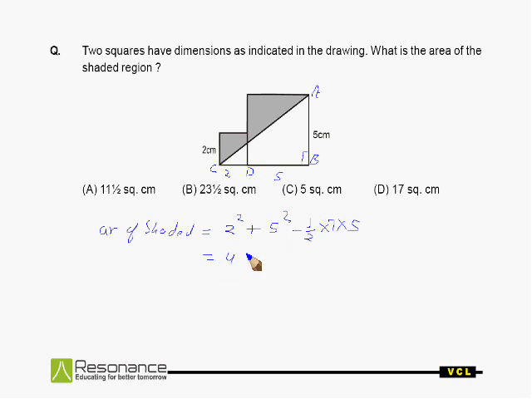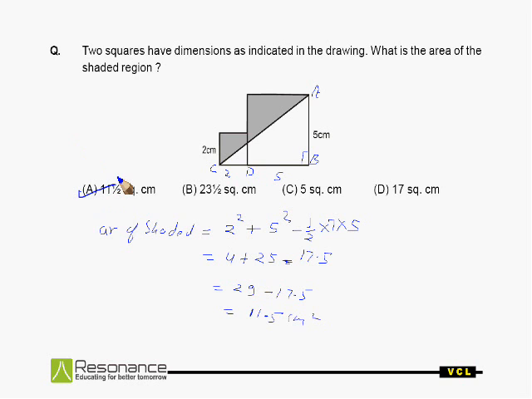2 square is 4, 5 square is 25, 7 into 5 is 35, 35 divided by 2 is 17.5. 4 plus 25 is 29, minus 17.5, which comes to be 11.5, or you can say 11 by 2 centimeter square.